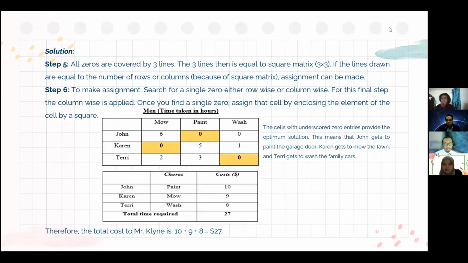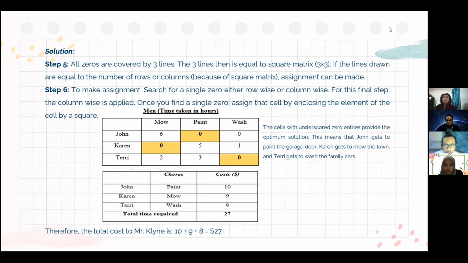So in order to make the assignment, we need to search for a single zero, either row wise or column wise. For this step, I would choose column wise. When we find a single zero, we can assign the cell by enclosing the element of the cell in a square. As you can see, I already highlighted the single zero in each column. So the cells with the squared 0 entries provide the optimal solution. This means we can make the assignment.